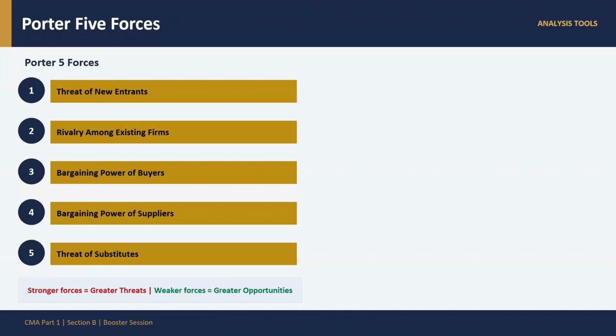Okay. Now all these five forces, the stronger the forces, the greater will be our threats. Okay. And weaker the forces, the greater will be our opportunities. That is how we need to decode this. So Michael Porter's five forces model, they will be giving you a scenario. Mostly they'll give you a scenario. Based on that scenario analysis, you will have to answer.